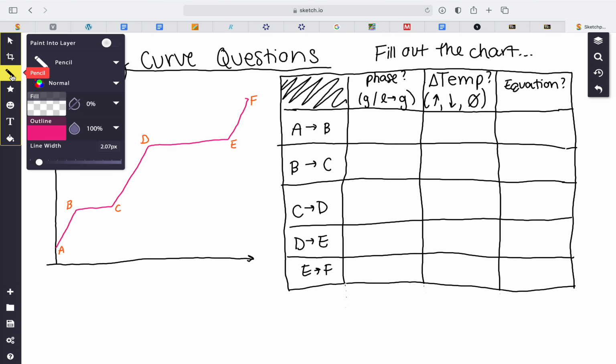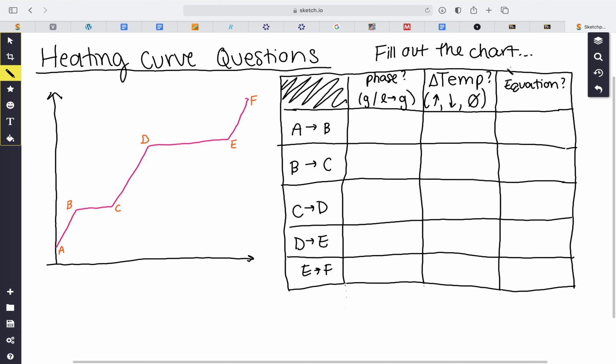So here's our heating curve practice problem. So filling out the chart. From A to B, B to C, C to D, D to E, and E to F, which are marked by these points here, you're going to tell me what phase it is in. So this segment here is going to be your A to B. This will be your B to C, your C to D. You're going to tell me the phase that it's in.